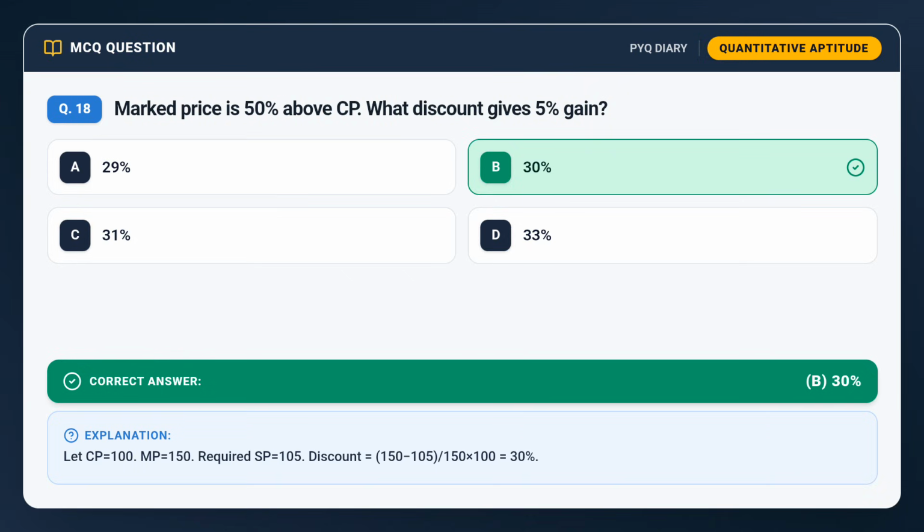30%. Let the cost price be 100. The marked price becomes 150. To achieve a 5% gain, the required selling price is 105. The discount equals 150 minus 105 divided by 150 multiplied by 100, which gives 30%.